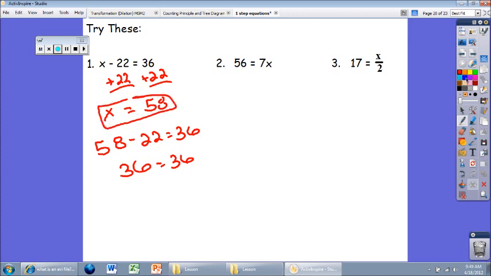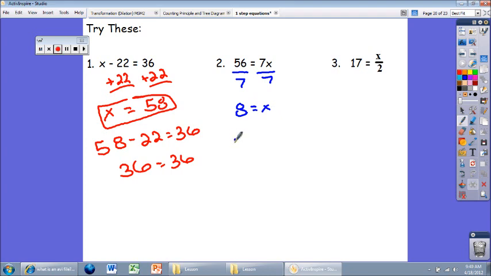Right. Over here. You should know that when two things are right next to each other, it means multiplication. So the opposite of multiplication is division. So we're going to divide both sides by 7. So when we do 56 divided by 7, it's going to give me 8. So now I have 8 equals x.